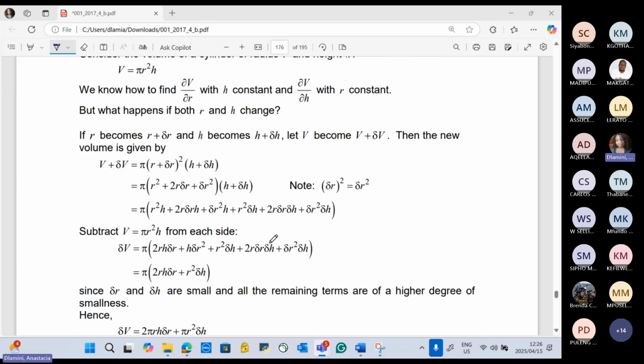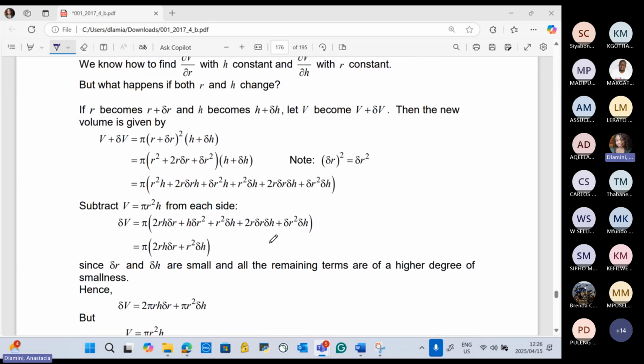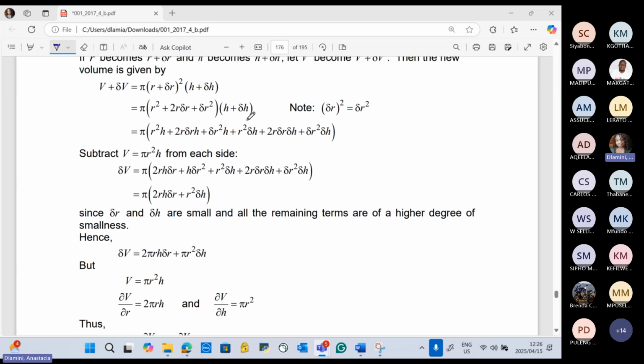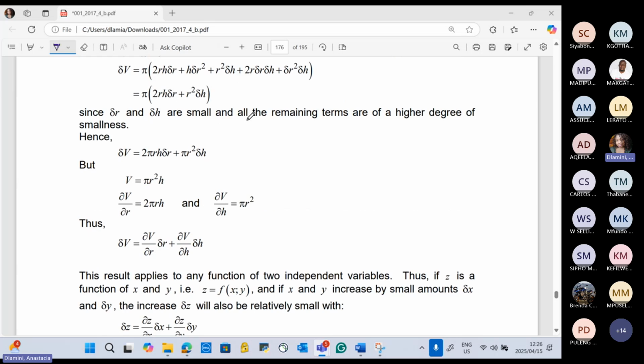You don't have to simplify that. You don't have to know it. But at the end of the day, they are saying that from these formulas, you can go and read. You can then find a small change in V. How do you find that small change in V?